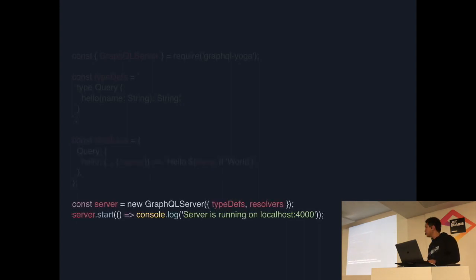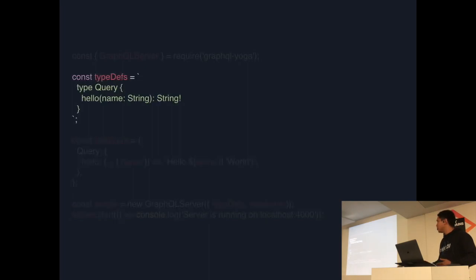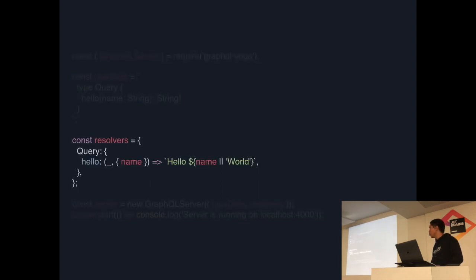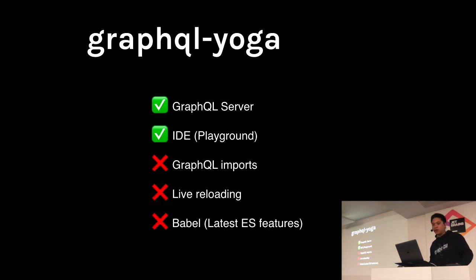And then you just instantiate a new GraphQL server, pass the type defs and the resolvers, and run the start function to start the server. So this is everything that you need for running a solid server in GraphQL, right? With GraphQL Yoga, you have a nice and solid GraphQL server. You have a playground, but you need more tools to get GraphQL imports and live reloading with Babel, right? So what else do we have?